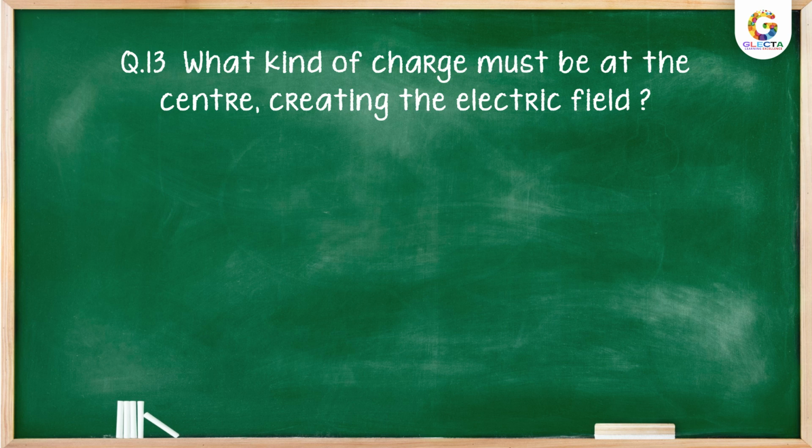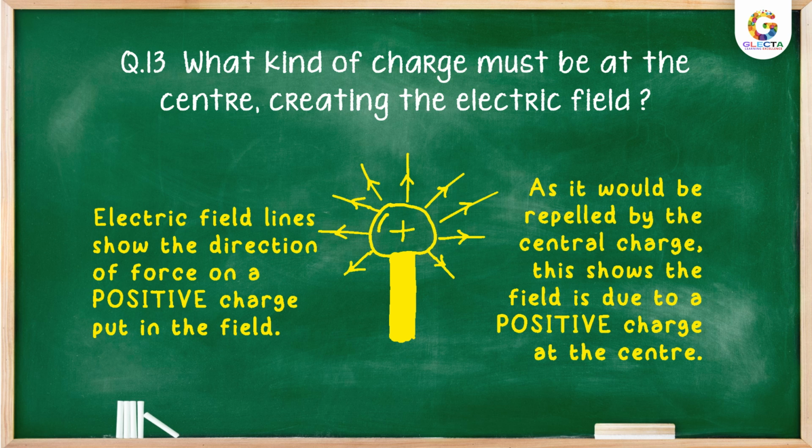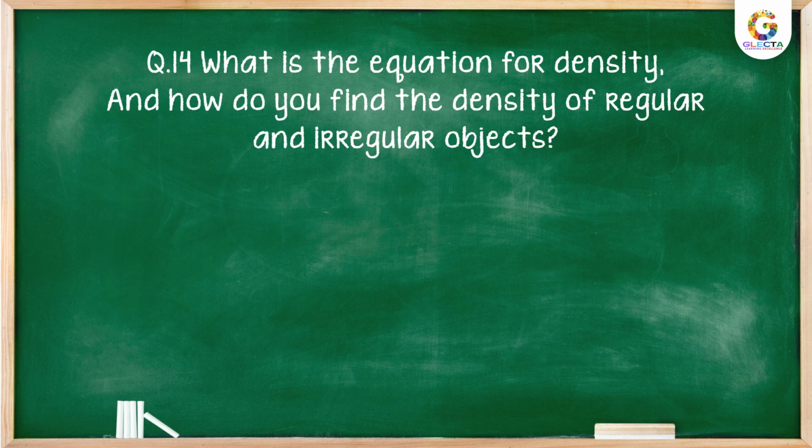Question 13. Just for triple. What kind of charge is at the center here, producing the electric field? Electric field lines show the direction of force on a positive charge if it was placed in the field. That would mean it's being repelled from whatever's at the center, so that must mean it's a positive charge at the center.